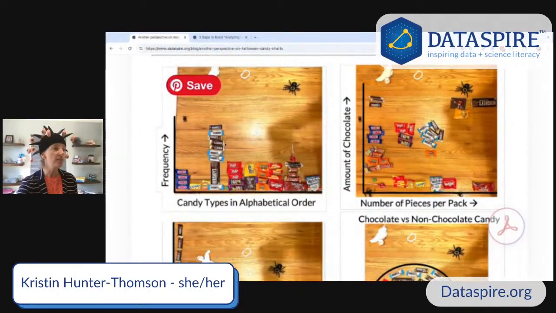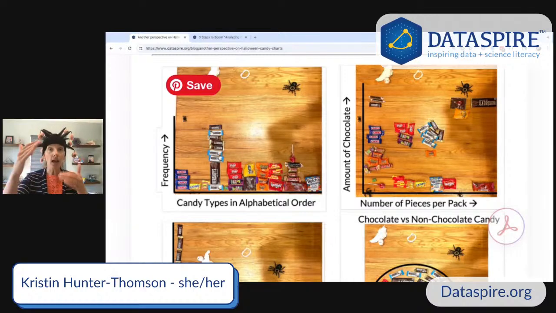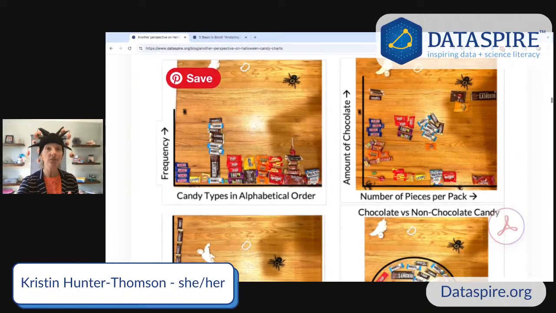Excellent. So this is often how I see lots of graphs of Halloween candy coming out day after, week after, things like that. And this is great, especially for our younger students, as they are just getting a sense of how we create a bar chart by categories, type of candy, and of counts or frequency across those different categories. So fantastic. But we have lots of other options.